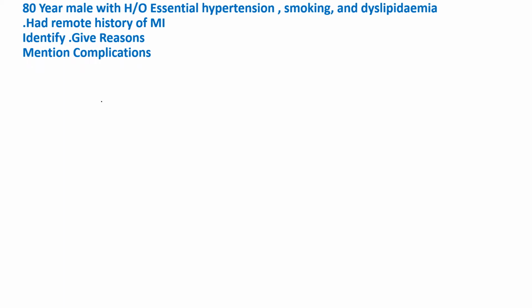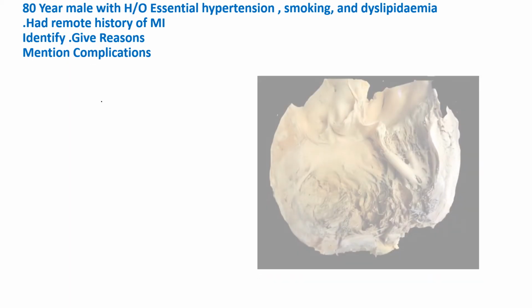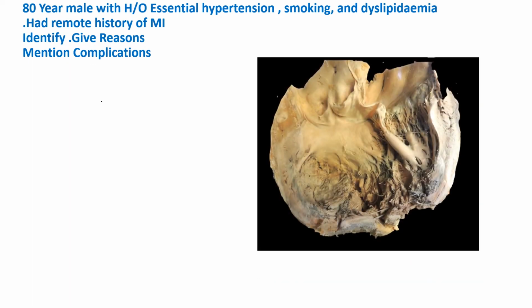Next is a case of an 80-year-old male with history of essential hypertension, long-standing smoking, dyslipidemia, and a remote history of myocardial infarction. So there was a history of myocardial infarction, and ECG changes may be there in the form of ST segment elevation and inverted T waves. Identify, give reasons and mention the complications.